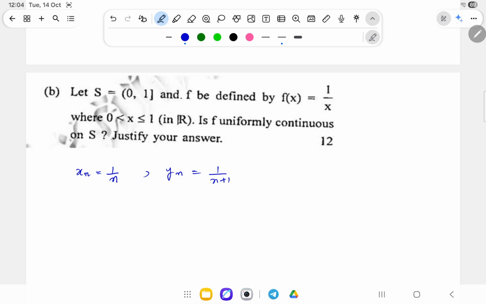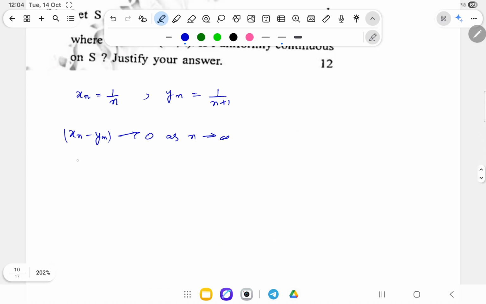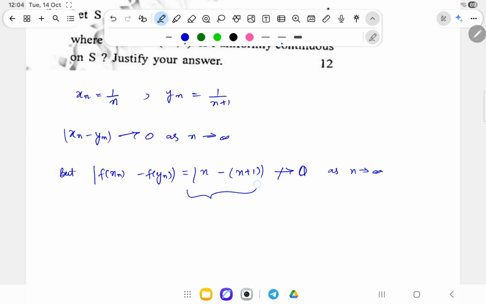Now you'll observe that x_n minus y_n approaches 0 as n approaches infinity, but the modulus of f(x_n) minus f(y_n) will be the modulus of n minus (n+1). It will approach 1 as n approaches infinity. So we got a contradiction to uniform continuity. This thing will approach 1, not 0. So we got a contradiction.